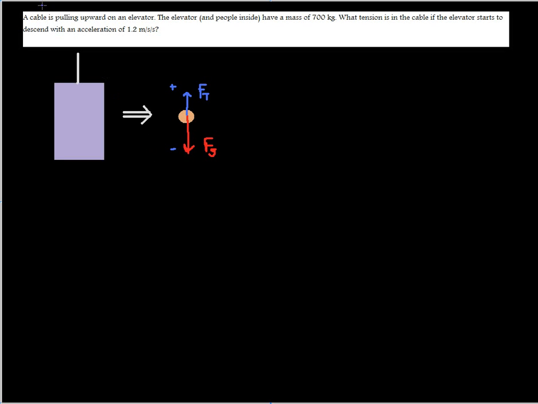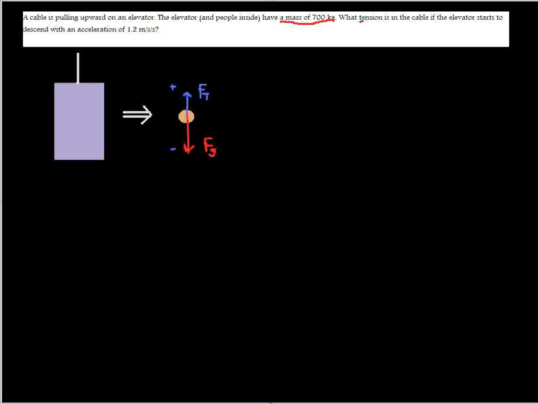Alright, my hope is to make this problem fairly snappy, so I'm going to get right into it. This is number 7, I believe, from the homework for honors. A cable is pulling upward on an elevator. The elevator and people inside have a combined mass of 700 kilograms. So looking at this, this is probably going to be important. There's my mass, 700 kilograms.